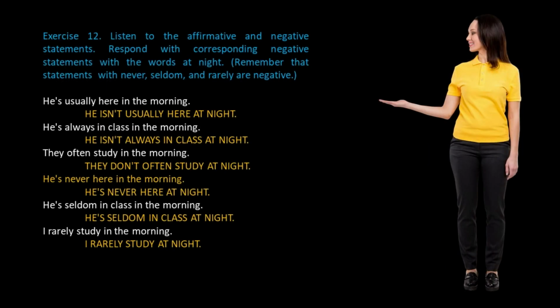Exercise 12. Listen to the affirmative and negative statements. Respond with corresponding negative statements with the words, at night. Remember that statements with never, seldom, and rarely are negative. For example, he's usually here in the morning. He isn't usually here at night. He's always in class in the morning. He isn't always in class at night.